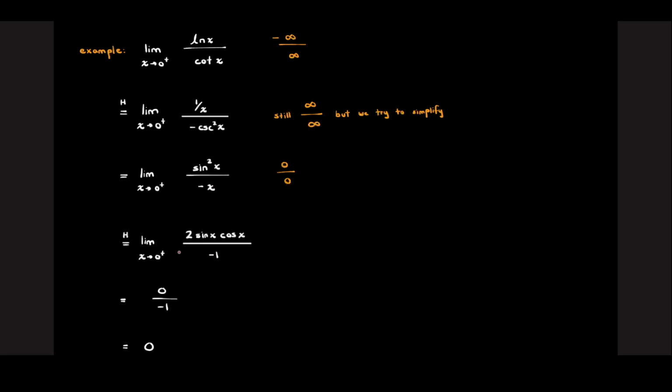And so now when you try plugging in 0, you'll see that sine of 0 is just 0. So this part will just go to 0, and then that makes the entire product go to 0. So we have 0 divided by -1, and this is not indeterminate. The answer is just going to be 0. 0 divided by any non-zero number is 0.